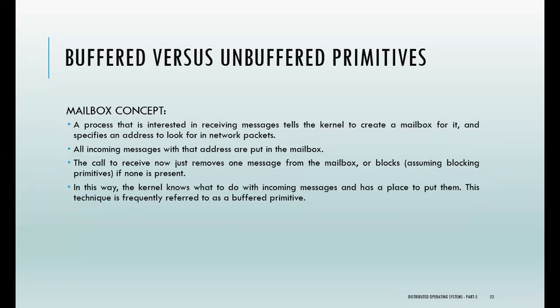The mailbox concept. A process that is interested in receiving messages tells the kernel to create a mailbox for it and specifies an address to look for in network packets. All incoming messages with that address are put in the mailbox. The call to receive now just removes one message from the mailbox or blocks if none is present. In this way, the kernel knows what to do with the incoming messages and has a place to put them. This technique is frequently referred to as a buffered primitive.